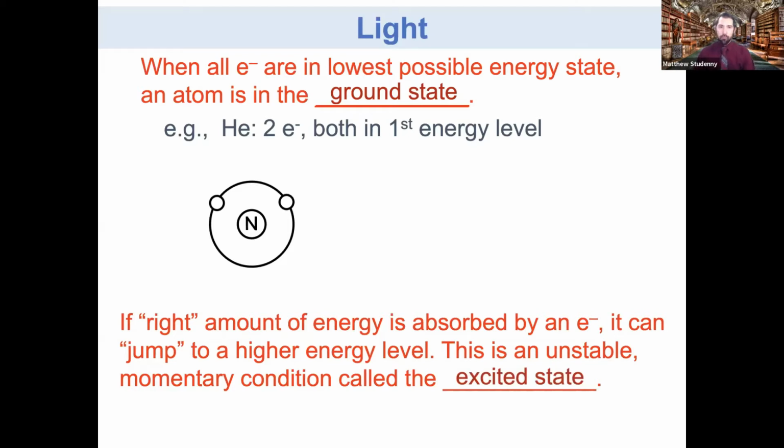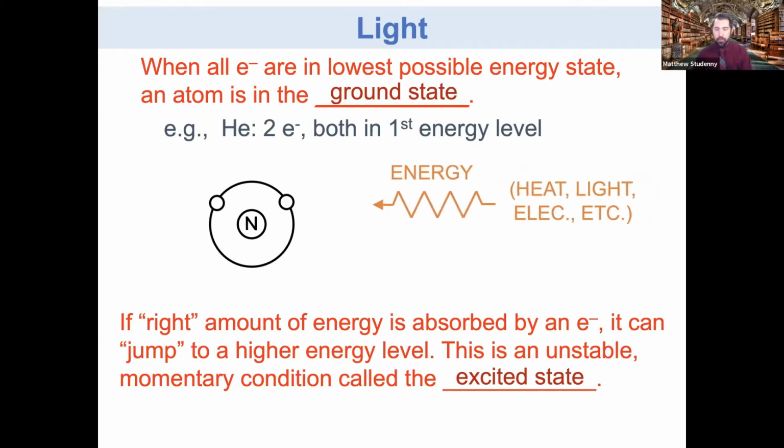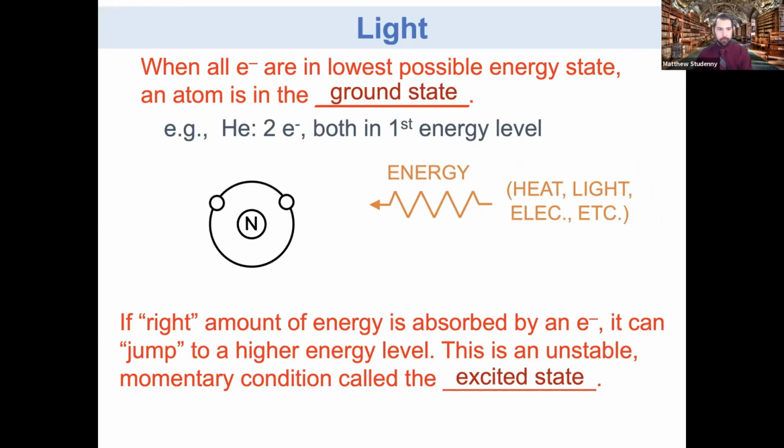So an atom wants to be stable. It wants all electrons in the ground state. But if we force energy upon one of those electrons, it'll move up if it's the right amount. But as soon as it can, it wants to move back down to ground state. You'll notice here energy, we're going to be using heat in our lab, but you could talk about light or electricity as a form of energy.